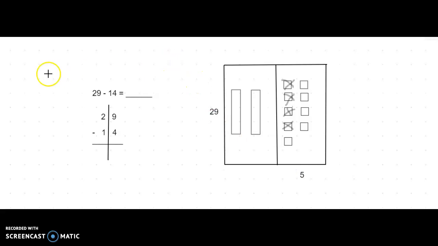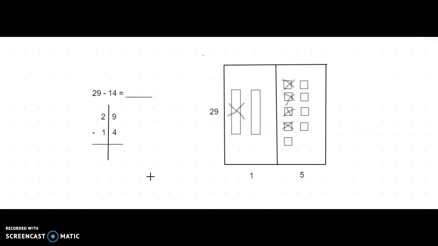All right, now it's time to take away tens. I have 2 tens. I need to take away 1. So I am going to cross out 1 ten because that's how many I need to take away. And now I'm going to count how many I have left. I have 1 ten left.